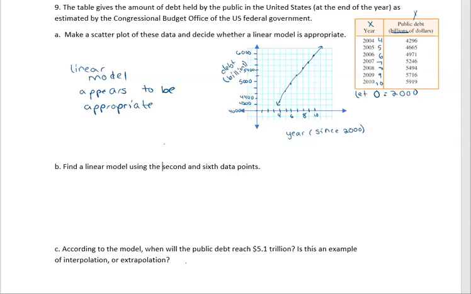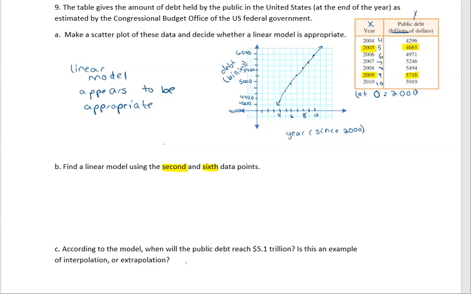Find a linear model using the second and sixth data points. Well, the second and sixth data points are referencing back the data points from our chart. So our second data point would be 2005 and 4,665. 1, 2, 3, 4, 5, 6. Our sixth data point would be 2009, and the y coordinate would be 5,116. So these are our second and our sixth data points that are being referenced.